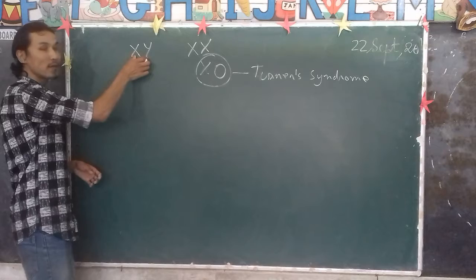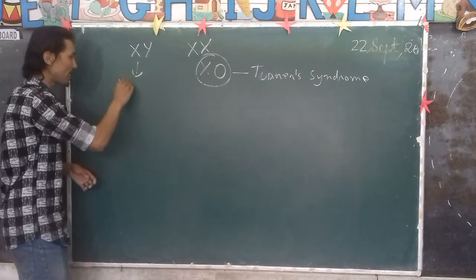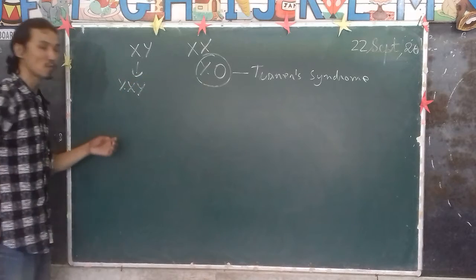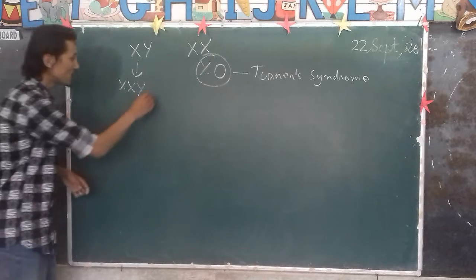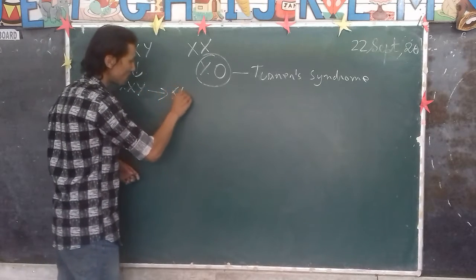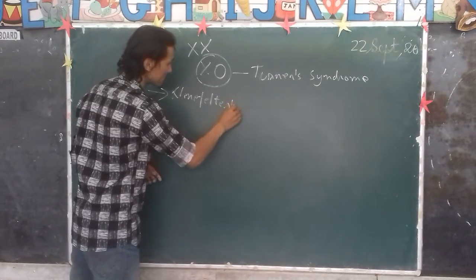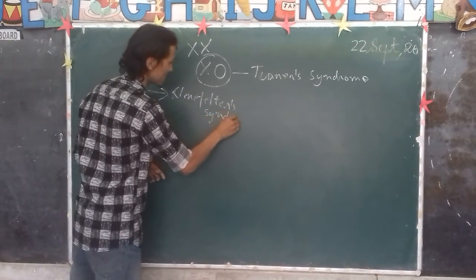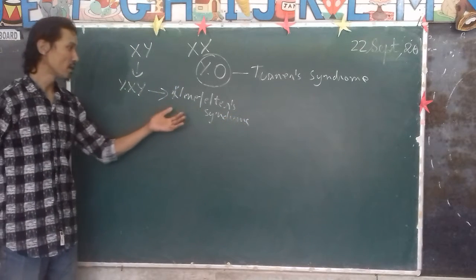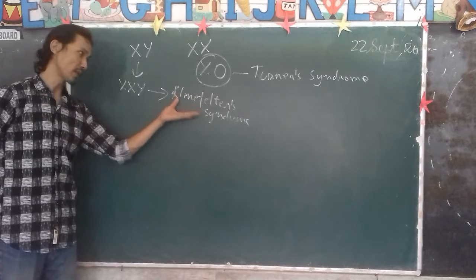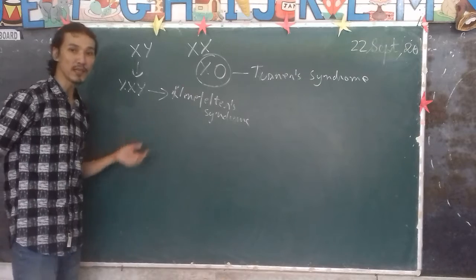But the males have X and Y. In some rare cases, the males may end up having an extra X chromosome. That means they have 2 X chromosomes and 1 Y chromosome. Such a condition in male is called Klinefelter's syndrome. Klinefelter syndrome is characterized by individuals who are sterile and mentally retarded.